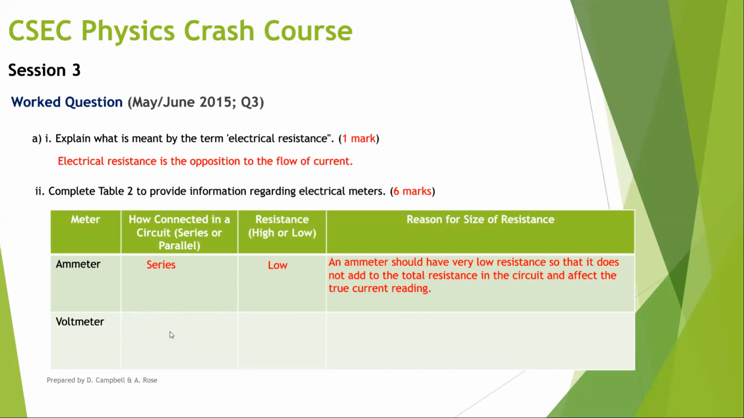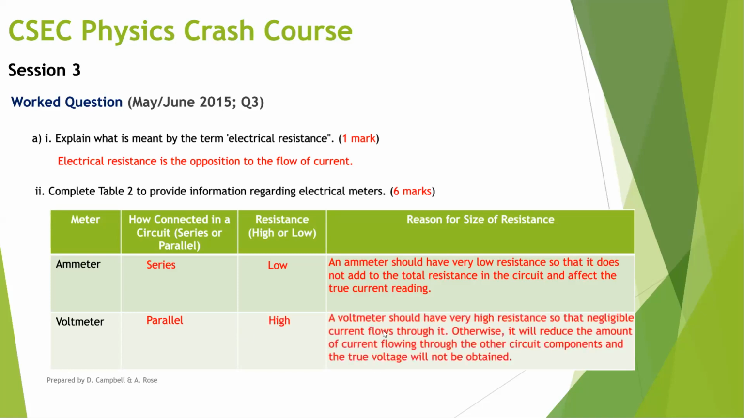Now the voltmeter should be the opposite. So if the ammeter needs to be connected in series, the voltmeter has to be connected in parallel, and it needs to have a very high resistance. All right. So it needs to have a very high resistance so that it does not take away from the amount of current that is flowing through the entire circuit, right? So if we have a reduction in the amount of current flowing through the circuit because of the presence of the voltmeter, then it is going to give an incorrect reading for voltage. All right.